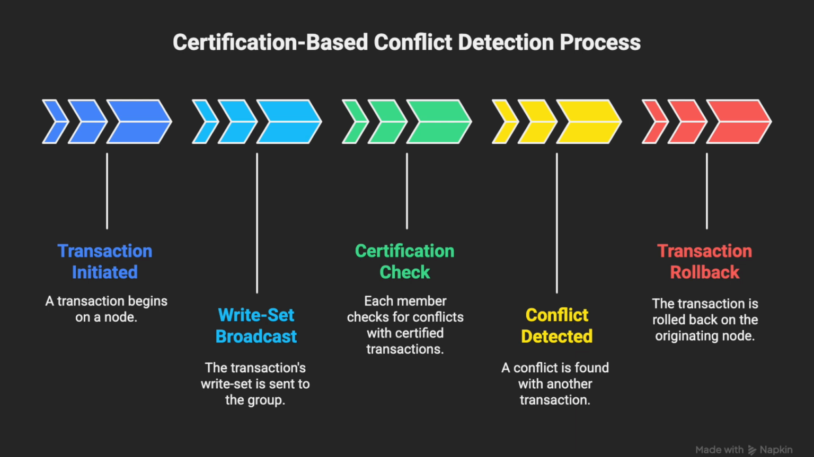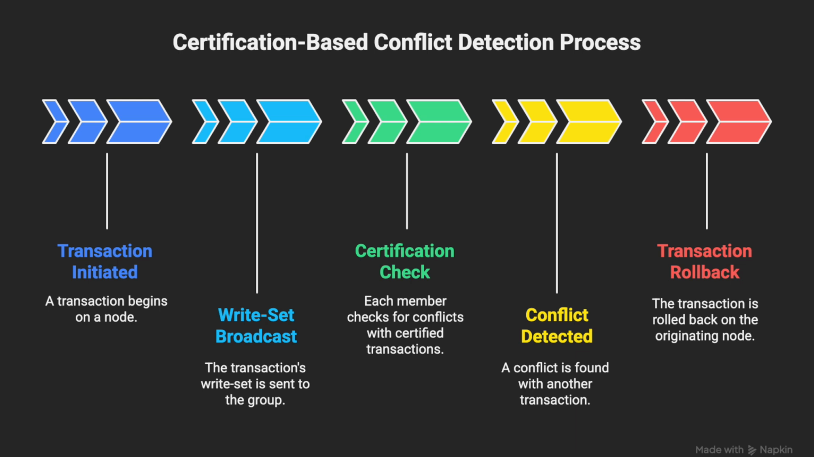What's that exactly? It's essentially the unique list of rows, identified perhaps by their primary keys, that the transaction intends to modify, like a declaration of intent. Okay, so it declares what it wants to change, then what? Then every member in the group acts like a detective simultaneously. They synchronously check if this incoming transaction's write set clashes or conflicts with the write set of any other transaction that's currently in flight or has already been certified by the group.